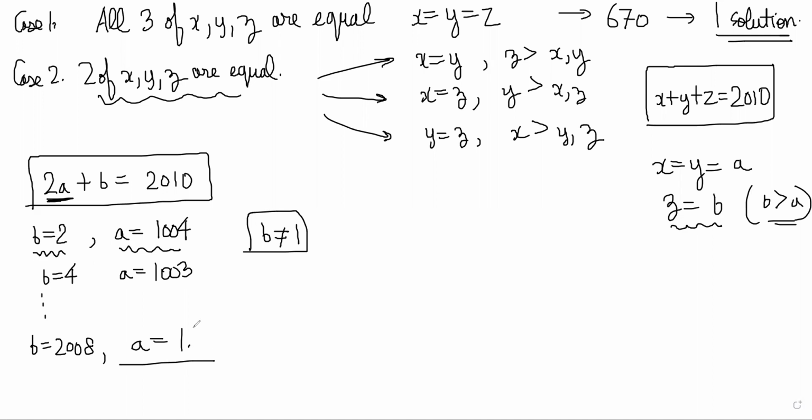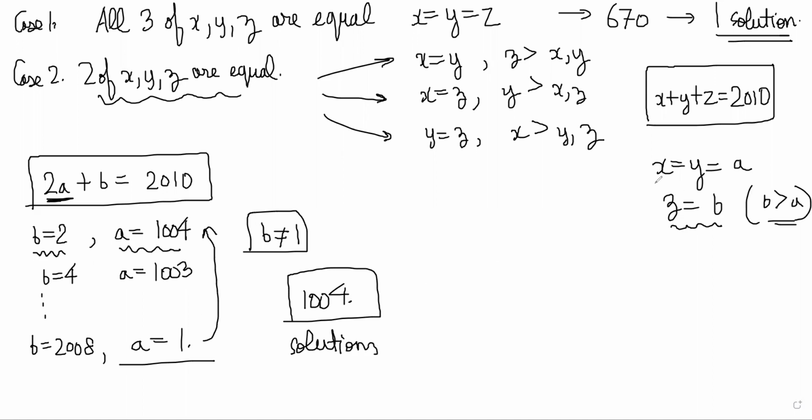A should be 1. So there are a total of 1004 solutions here. A values were what? A values were the values of x and y, and B values were the values of z, right? And there are 1004 solutions here.